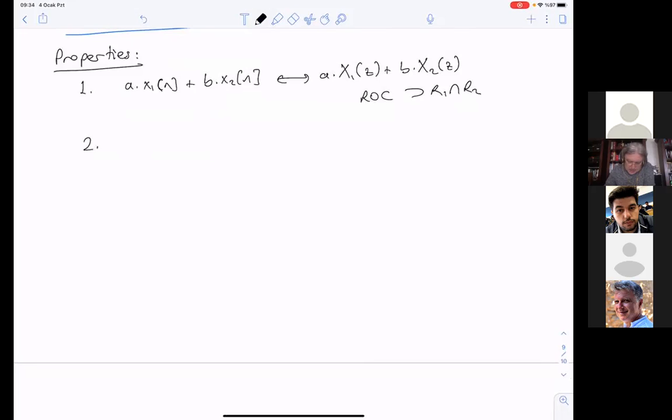The second one is time shift, x of n minus n0. The Z transform of this one is Z to the minus n0 times X of Z. And again, it's quite obvious because we know that in the Fourier transform case, it was e to the minus j omega n0 times X of e to the j omega. Since e to the j omega is Z, this expression could be written as Z to the minus n0.